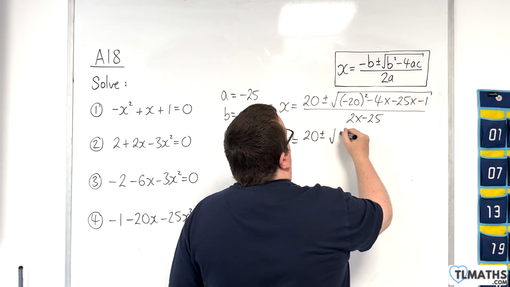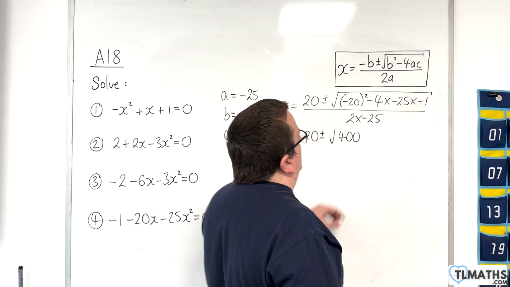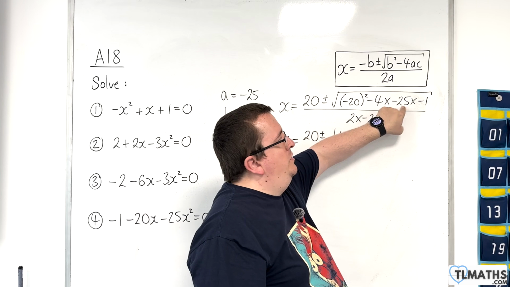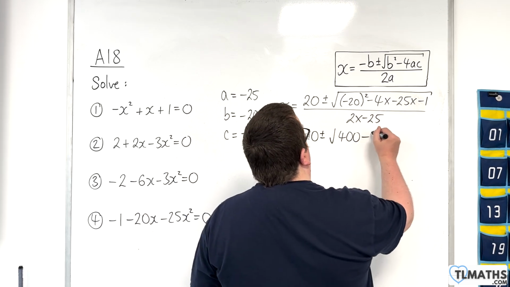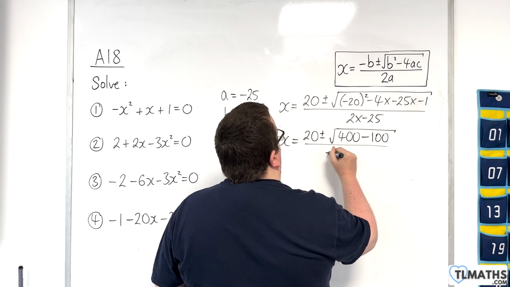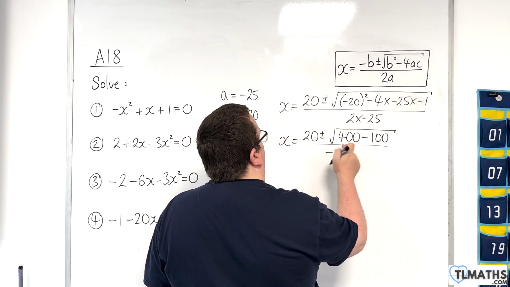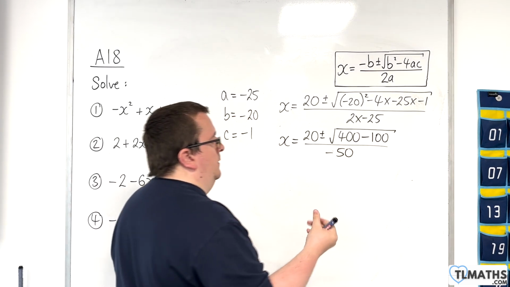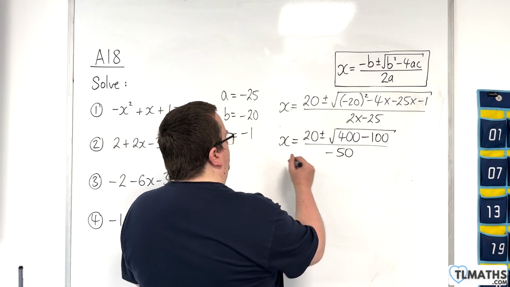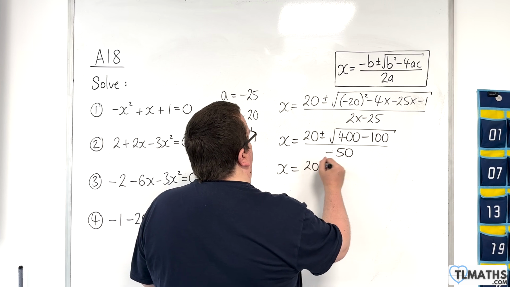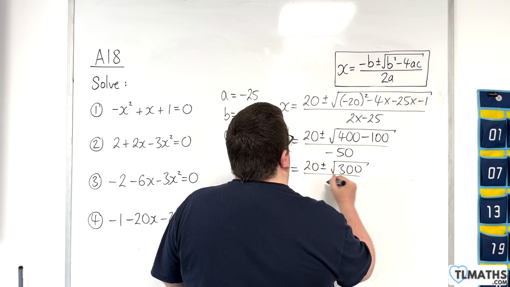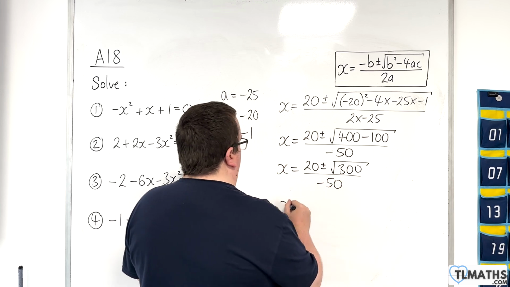Now minus 20 squared is 400. We've then got minus 4 times minus 25, which is 100, times minus 1. So take away 100. All over 2 times 25, 50. Okay. So x is 20 plus or minus the square root of 300 over minus 50.